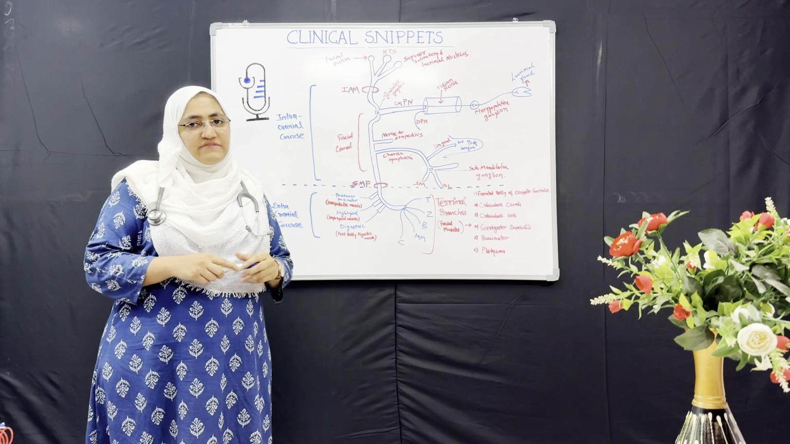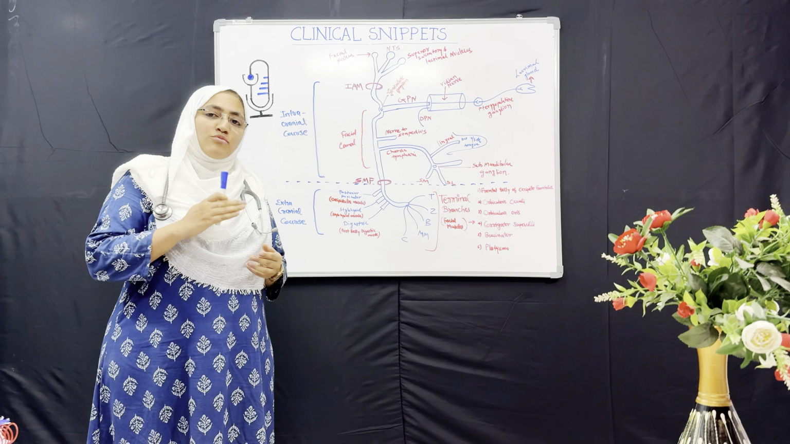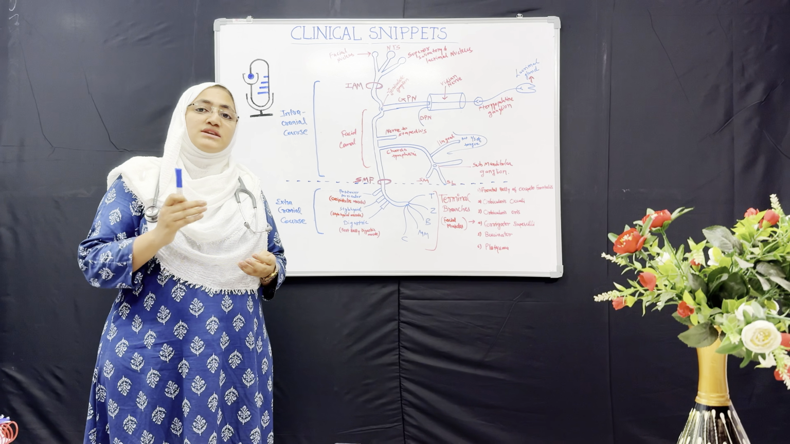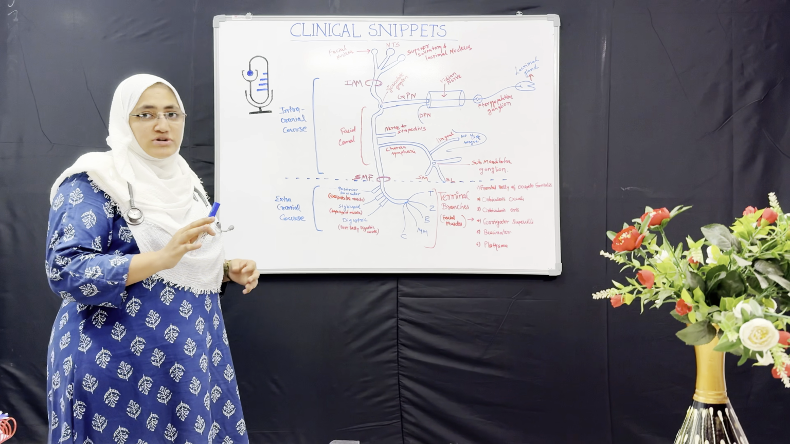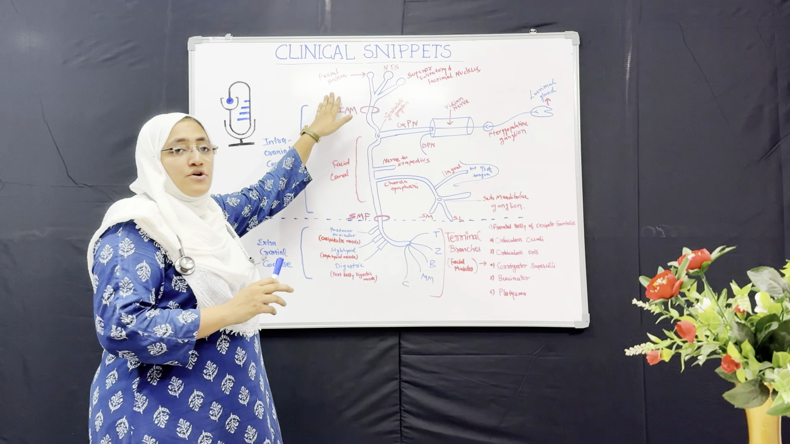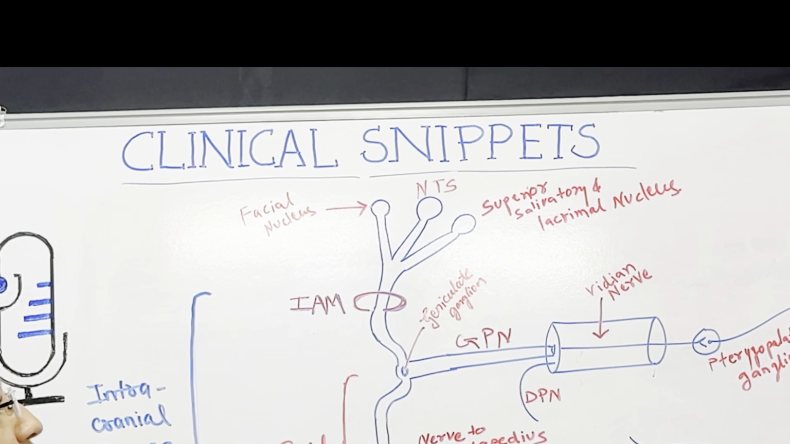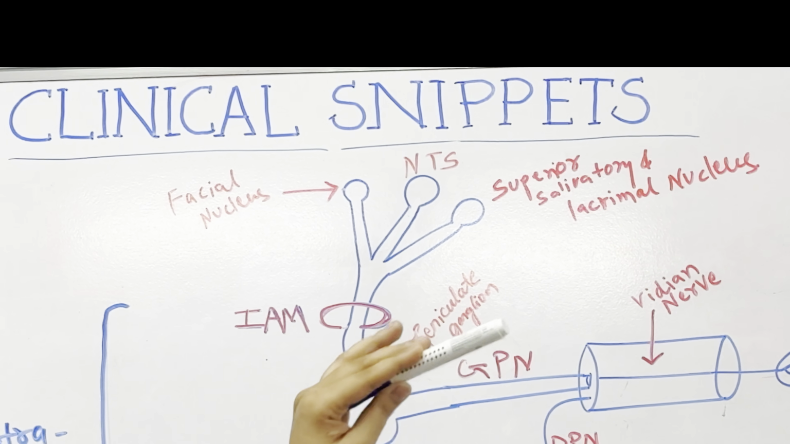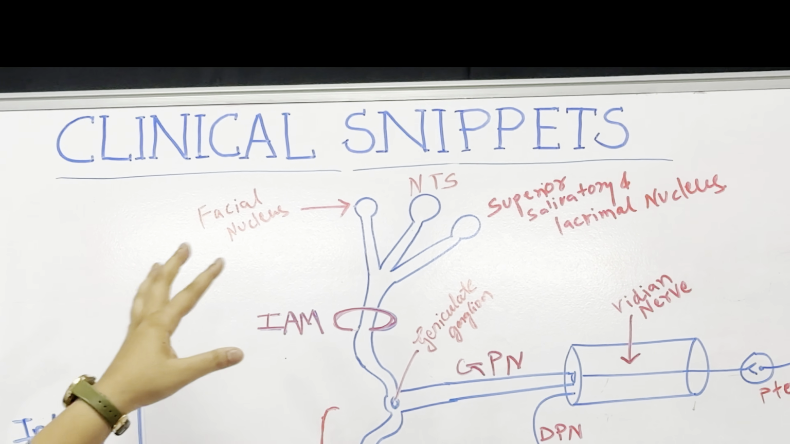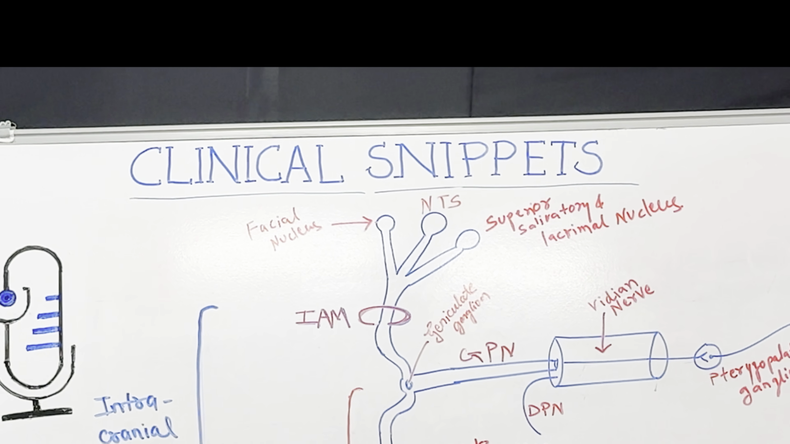Here the facial nerve is the seventh cranial nerve. It is a mixed type of nerve, so it will have a motor part, a sensory part as well as an autonomic part. We have different nuclei for it. For the motor part, we have the facial nucleus. For the sensory part, we have the nucleus tractus solitarius, and for the autonomic part, we have the superior salivatory and the lacrimal nucleus. Now, all three combine and form the intracranial part of the facial nerve.